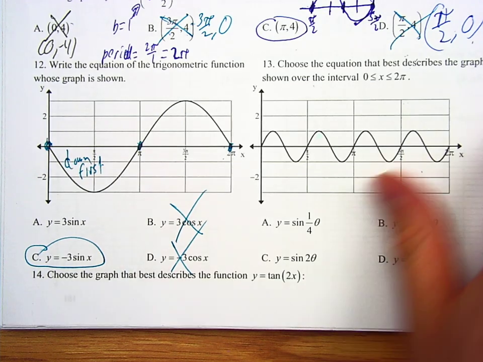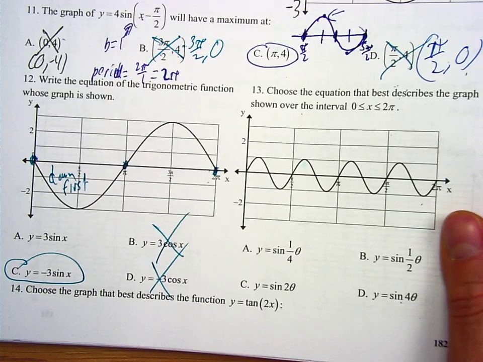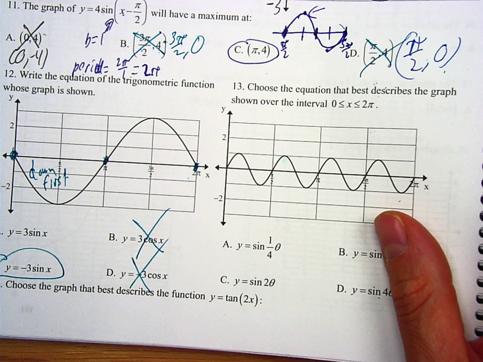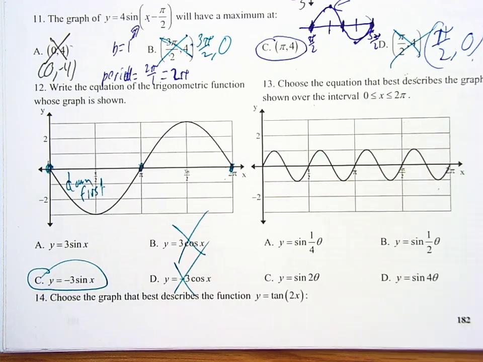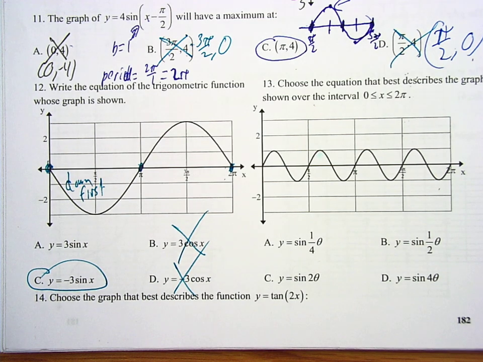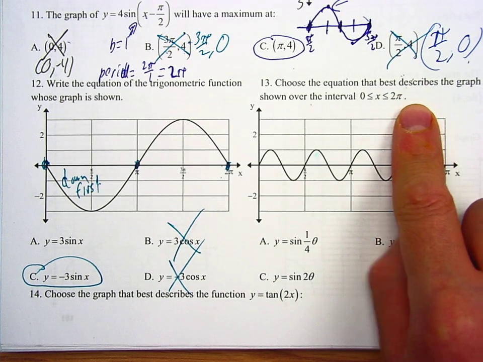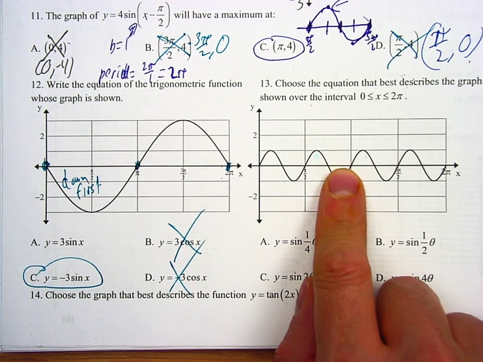All right, next question, moving along. And again, these are 5 points each, so far we're up to 60 points. So this would be question 12, pretty much on the test. We're up to 60 points so far, and there's going to be 15 of these. Question 13. Choose an equation that best describes the graph from 0 to 2 pi of this particular graph.